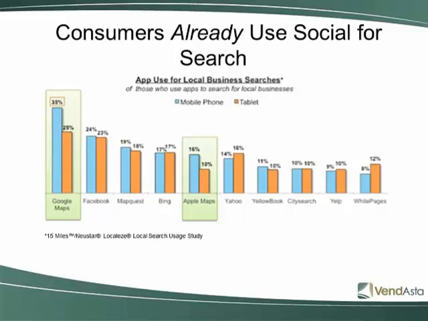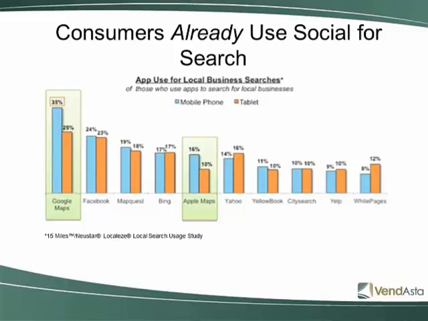And there's some pretty typical things you'd expect here. Google Maps being a dominant player, Apple Maps being kind of middle of the road. The second most used app for local business search is Facebook. Social is being used today for consumers to find local businesses and local business information.